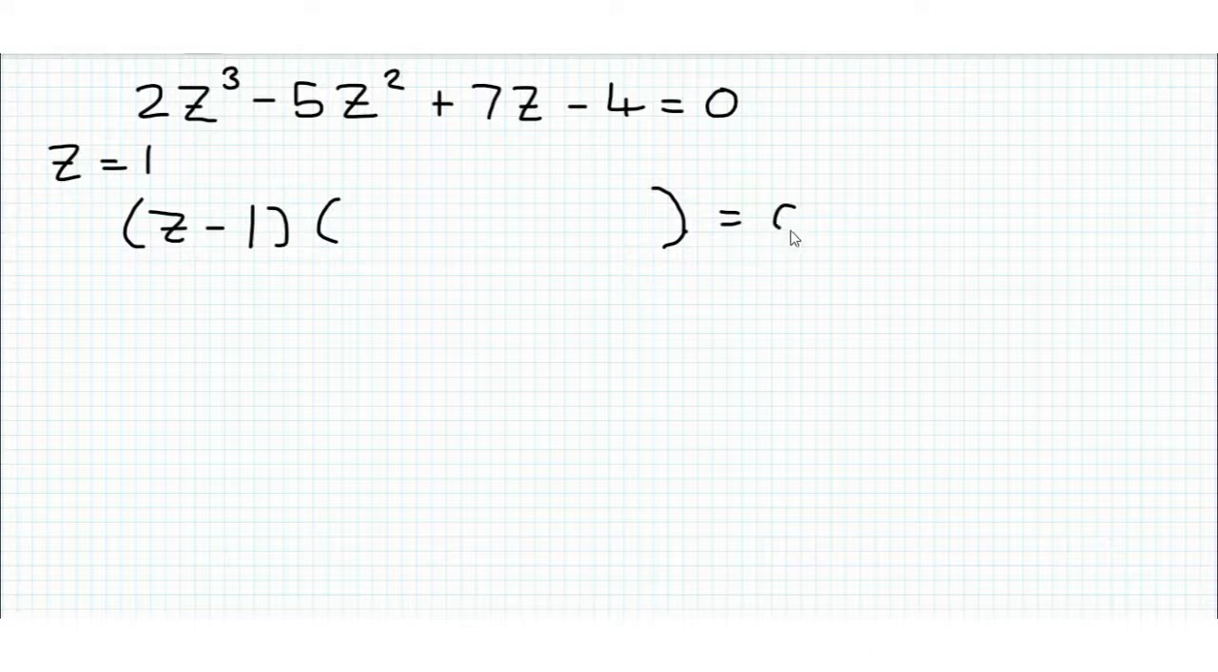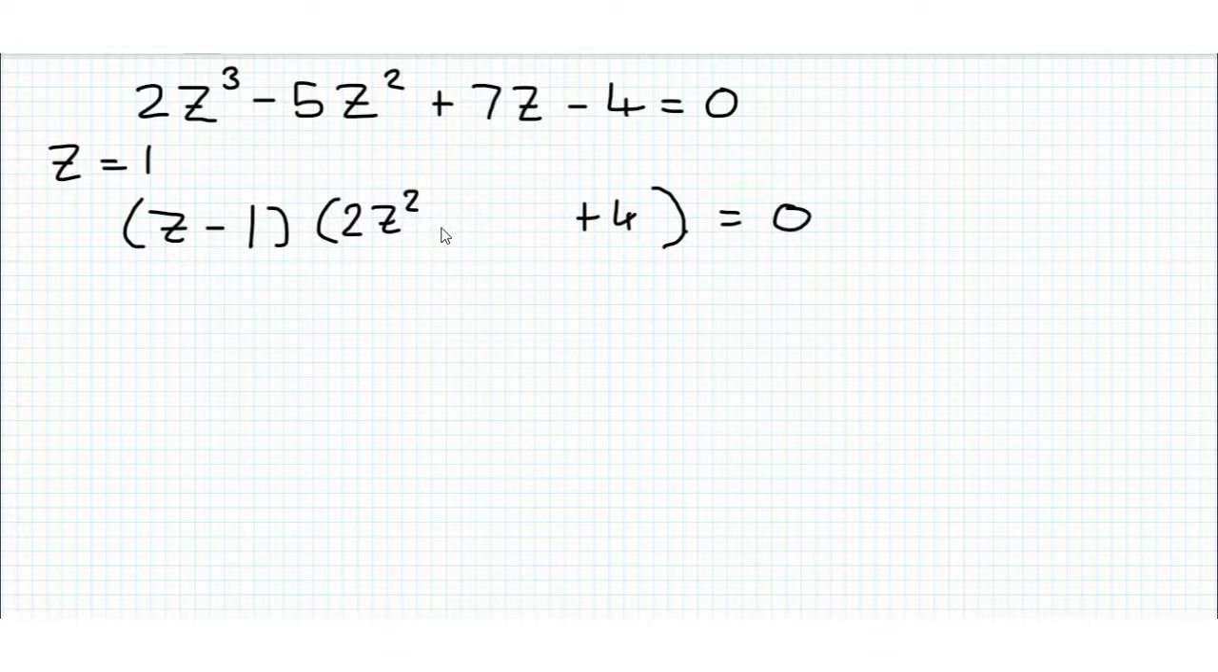quadratic equal to 0. So we need to get a 2z cubed term, and the only way we can do that is with a 2z squared, because you can only get a z cubed by multiplying a z by z squared in this setup anyway. And we've only got one constant term here, the minus 4, so our constant term at the end of this quadratic needs to be 4. 4 times minus 1 gives us minus 4.